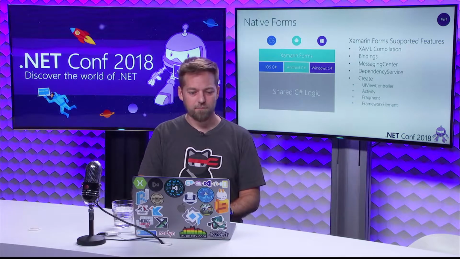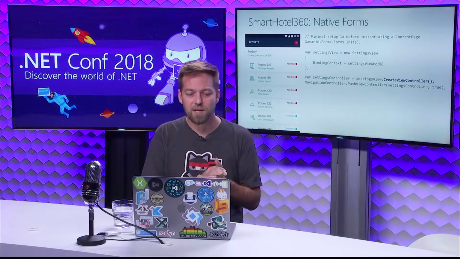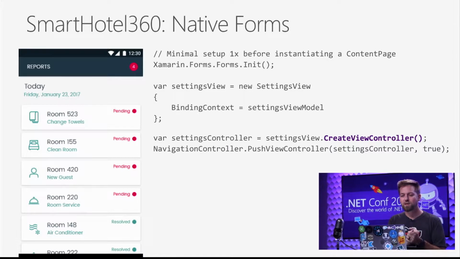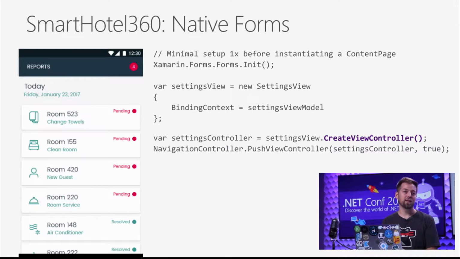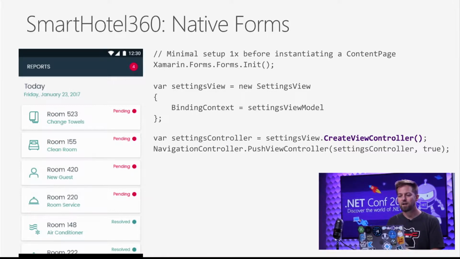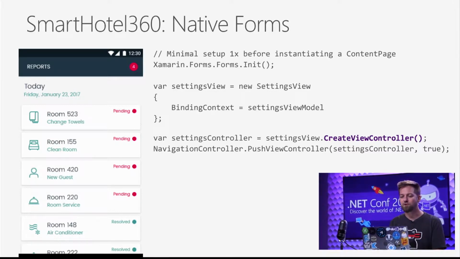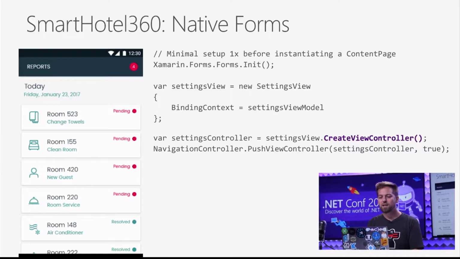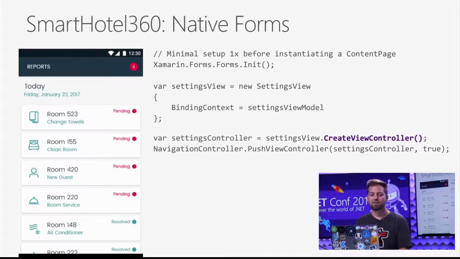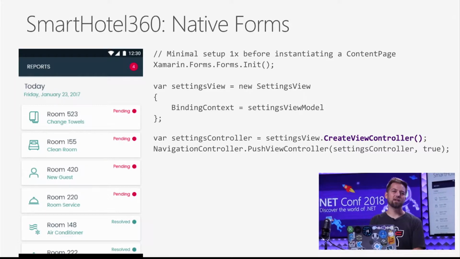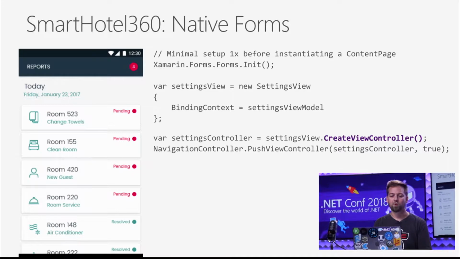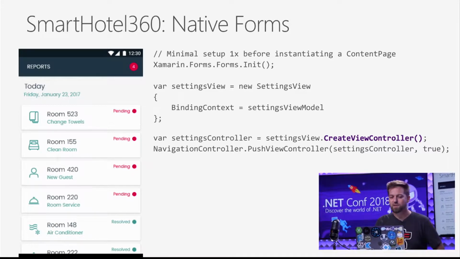So, here's a quick example. If you go look at the Smart Hotel 360 repository up on GitHub and check out the maintenance application, I believe is what this is called. Really all you need to do is initialize Xamarin Forms one time before you try to get that content page. And then in this particular example, I'm setting up a view model. So again, all my bindings work. And then I'm calling create view controller off of that content page. That hands me my UI view controller, and I can push that onto my navigation stack just like I push a normal UI view controller when I'm doing iOS development.